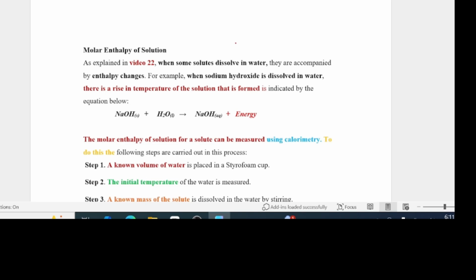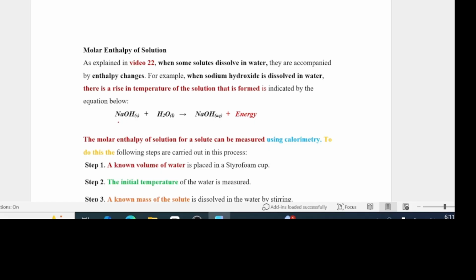Calculating molar enthalpy of solutions. As explained in video number 22, when some solutes dissolve in water, they are accompanied by enthalpy changes. For example, when sodium hydroxide is dissolved in water, there is a rise in the temperature of the solution that is formed, as indicated by the equation below.